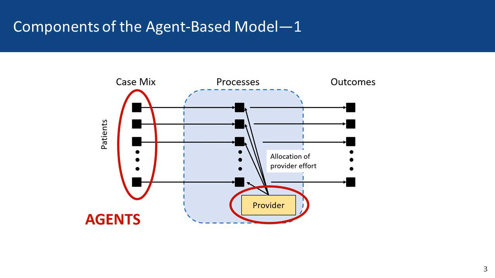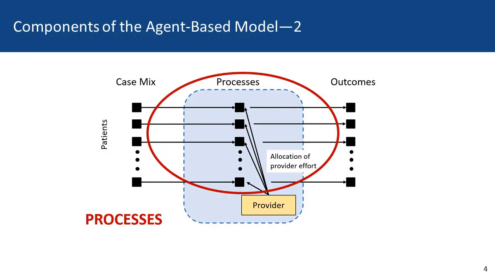Now I will begin introducing the components of the agent-based model. The most important components, as you can imagine, are the agents. In this case, the agents are the patients, shown on the left, and the provider, shown in the middle of the slide. Another important aspect of agent-based modeling are the processes. And here, we just put a circle around the processes in the middle of the slide. And we shall explore this in more detail.